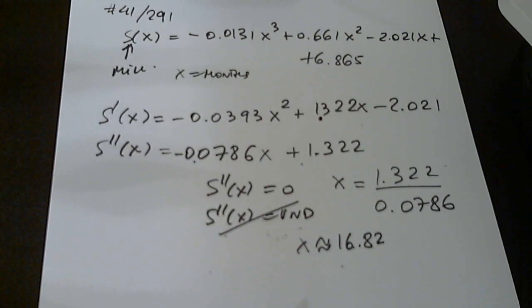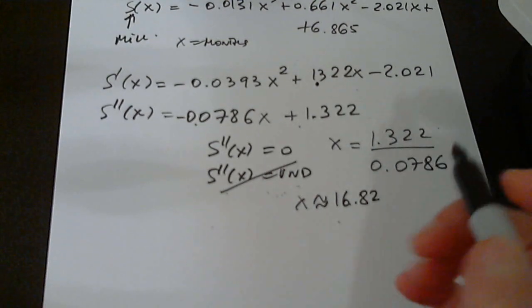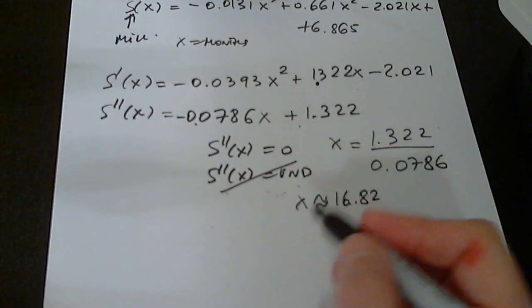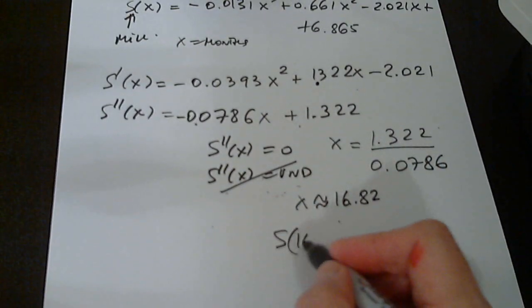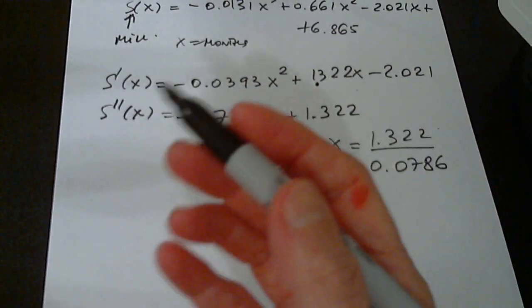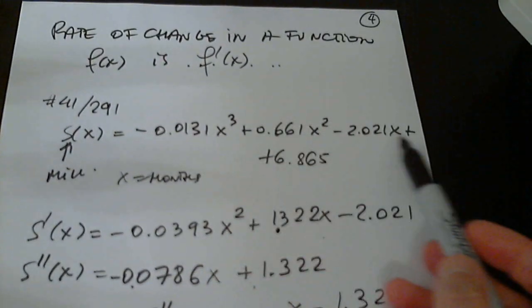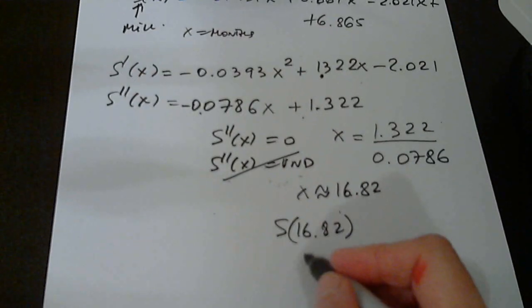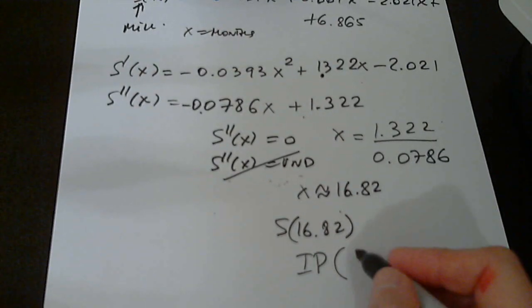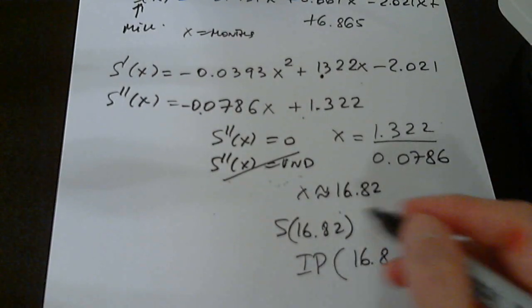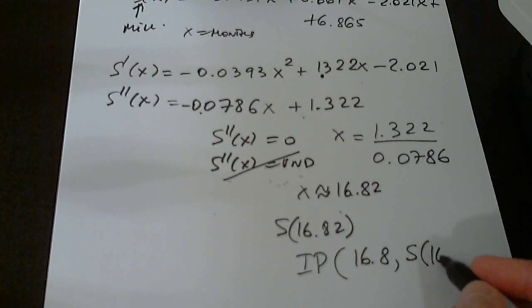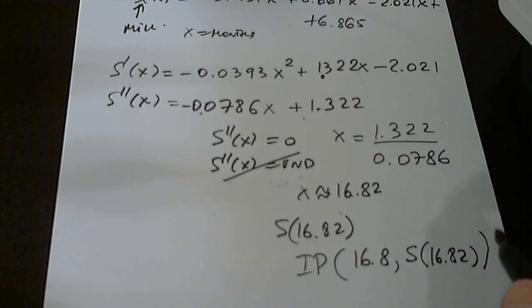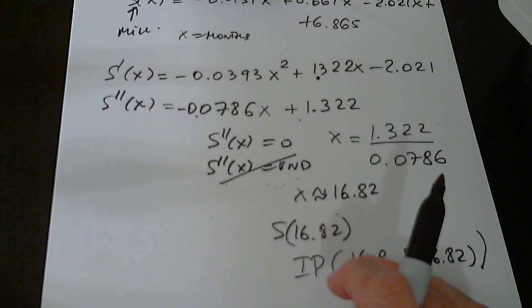Good. Now, the function value S at 16.82 is a number. We have to plug it in and calculate it with 16.82. So the inflection point is 16.82 comma S calculated at 16.82. So this is the inflection point.